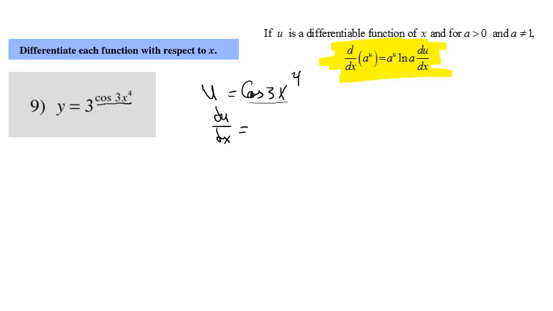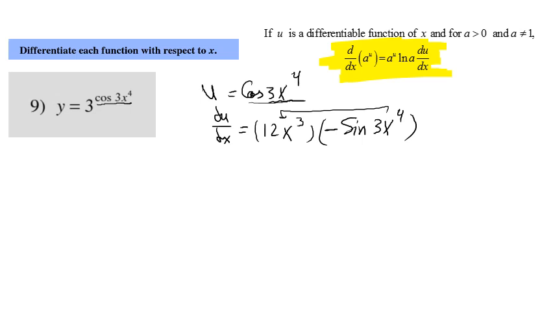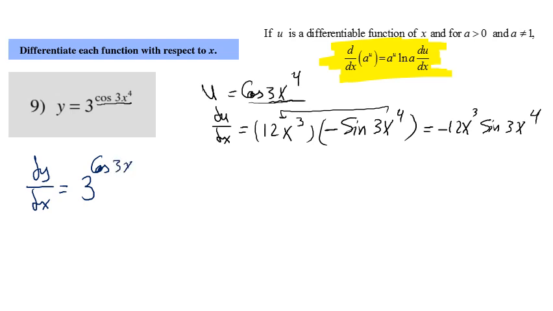the derivative of cosine of a function, which is negative sine of the same function, multiplied by the derivative of the function or the angle. So it's 12x^3. It can be written as negative 12x^3 sine 3x^4. So I can write that dy/dx is equal to the function 3 to the power of cosine 3x^4, multiplied by ln of the base, multiplied by the derivative of u.